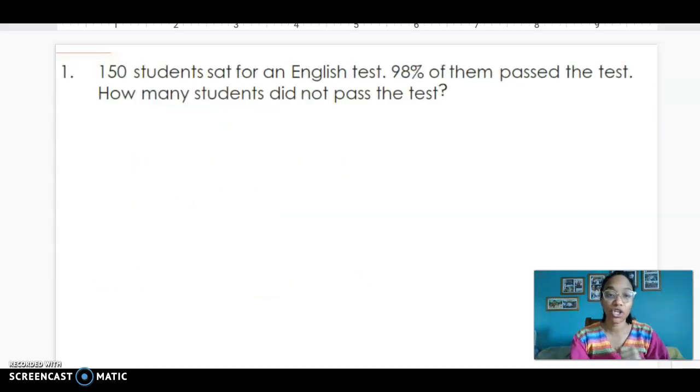150 students took an English test. 98% of them passed the test. How many students did not pass the test?